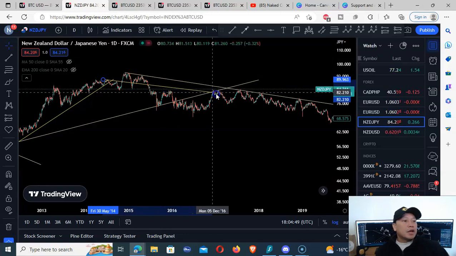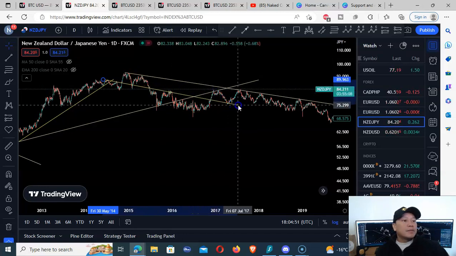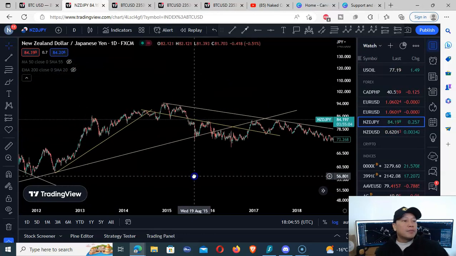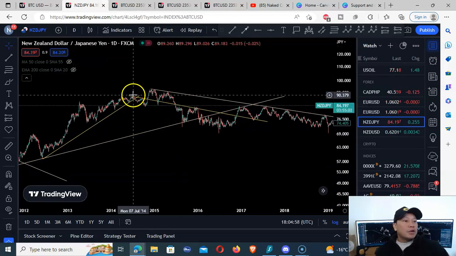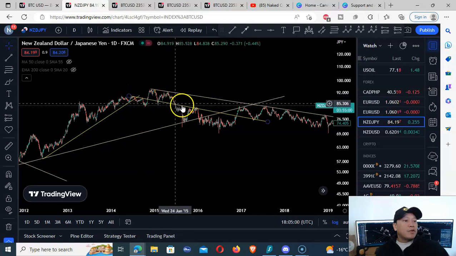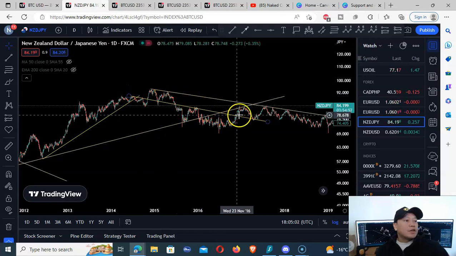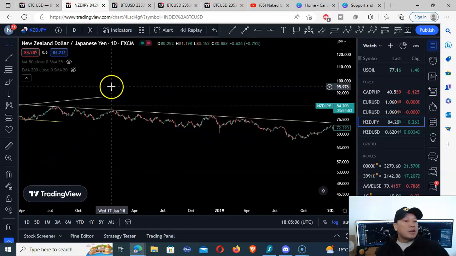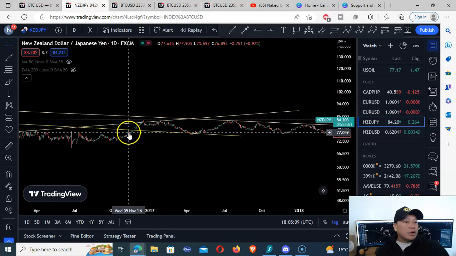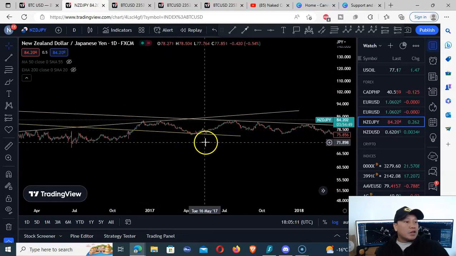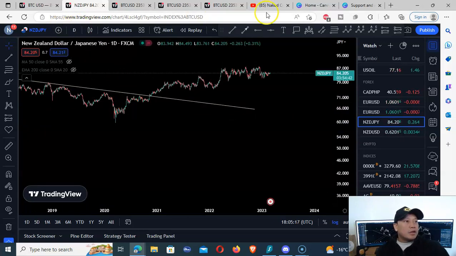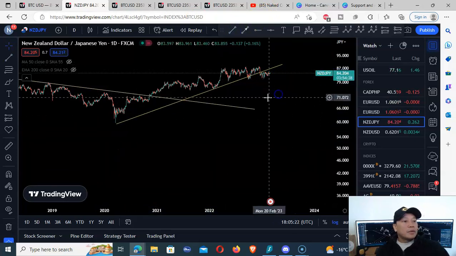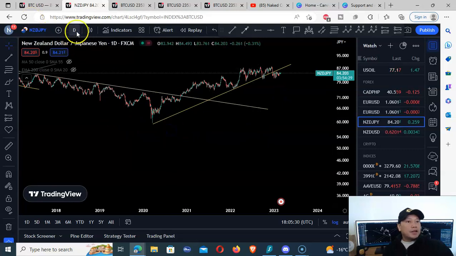Look at that. If we extend it, look at that, guys. If we extend it: 1, 2, 3, 4, 5, 6, 7, 8. If you go to the lower time frame, look at that, it touched here. Similar here. So there you go, guys, on the daily chart.